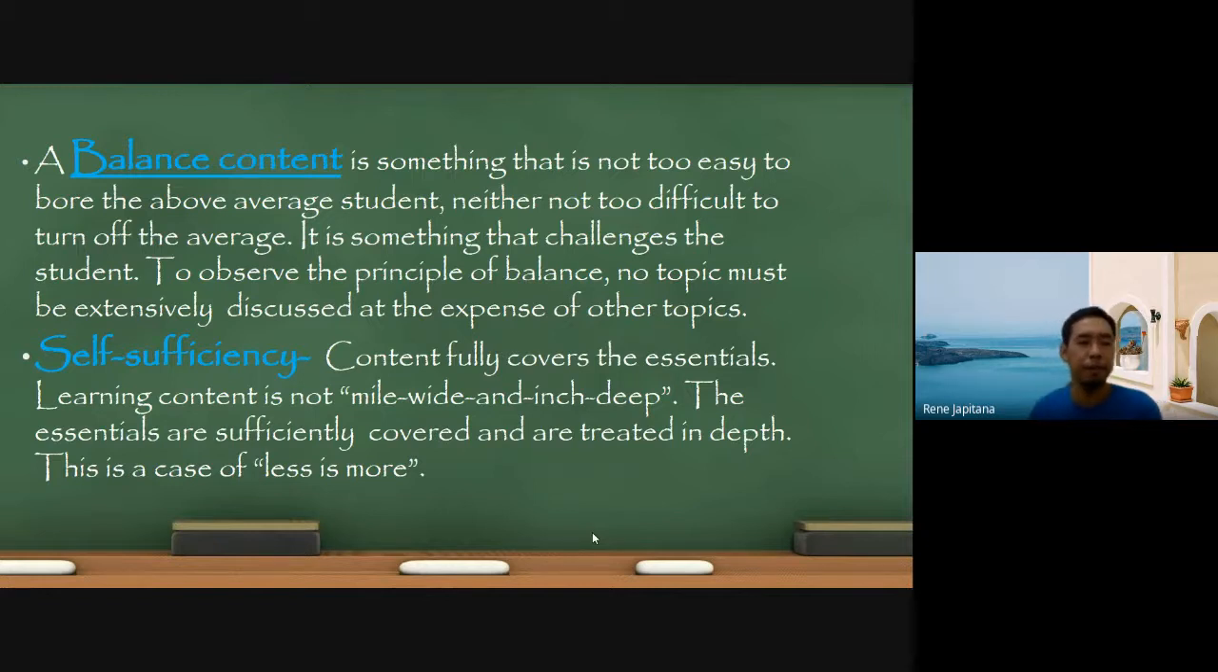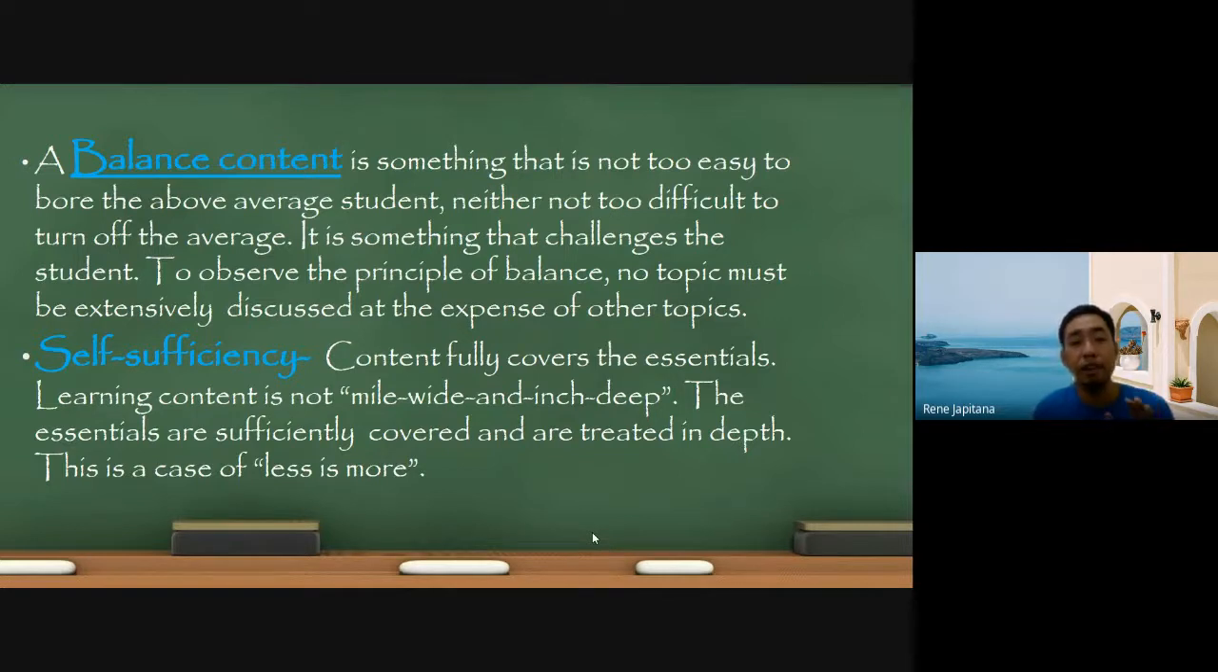Another principle is self-sufficiency. So what is this self-sufficiency? The content fully covers the essentials. So sufficient or enough. Learning content is not a mile wide and an inch deep. This is a very important principle. A mile wide, an inch deep.